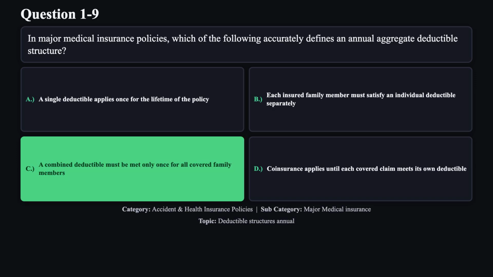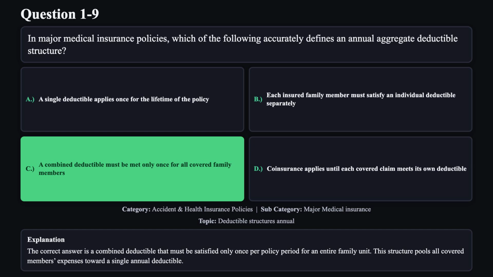The correct answer is C. The correct answer is a combined deductible that must be satisfied only once per policy period for an entire family unit. This structure pools all covered members' expenses toward a single annual deductible.